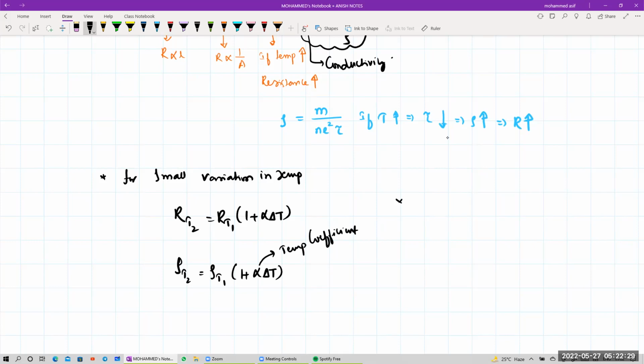Write one more point. For semiconductors, very important: if temperature is increased, what happens to the resistivity? Resistivity decreases. If resistivity decreases, resistance also decreases. Clear?